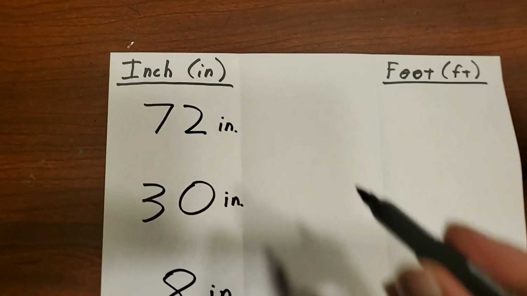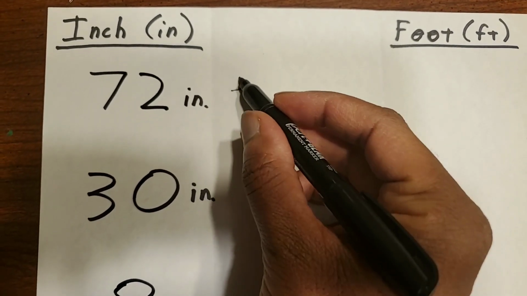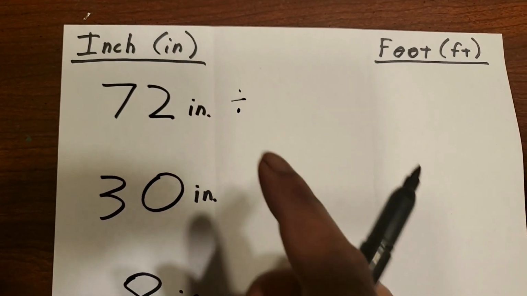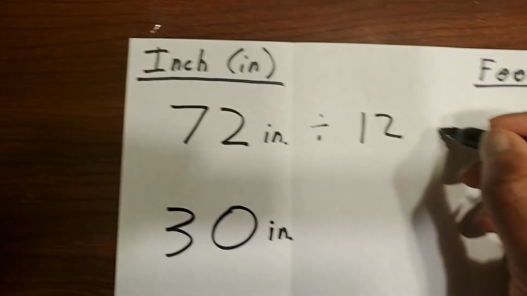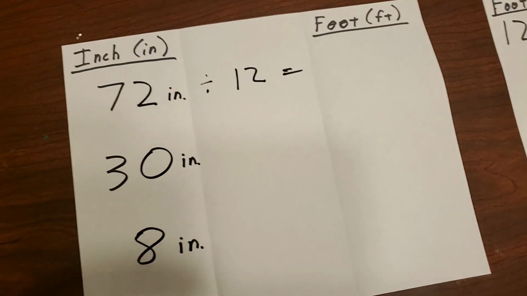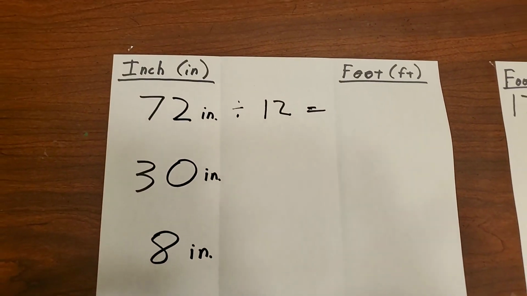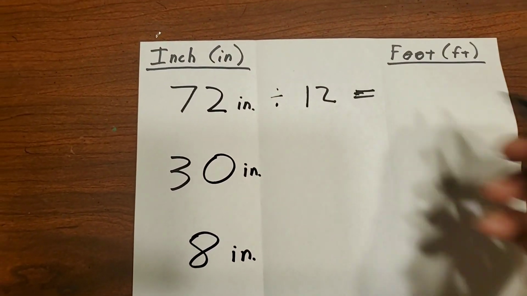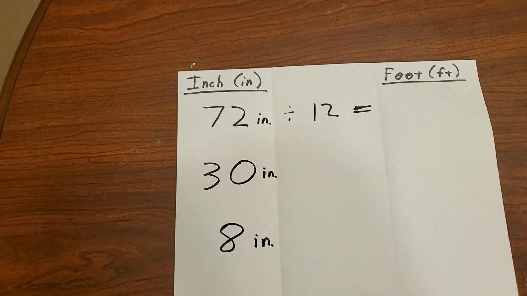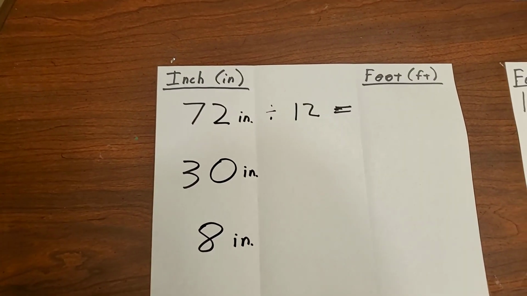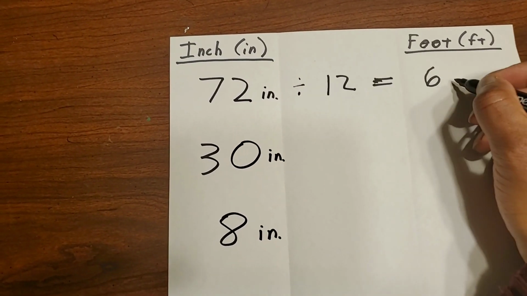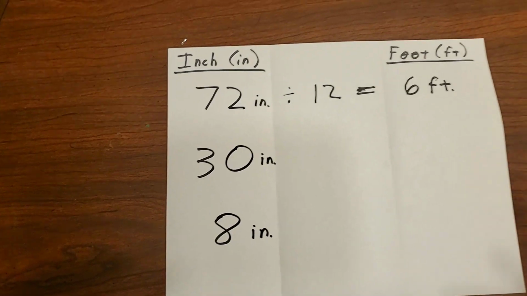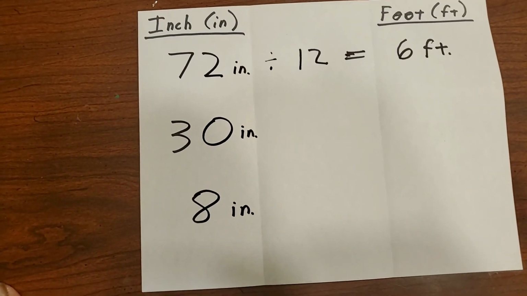So we are going to take 72 inches divided by how many inches it takes to make a foot. 72 divided by 12. Look on your calculator, or use your brain, because it's actually a division fact. You said 72 inches divided by 12 equals 6. You are correct. 6 feet.